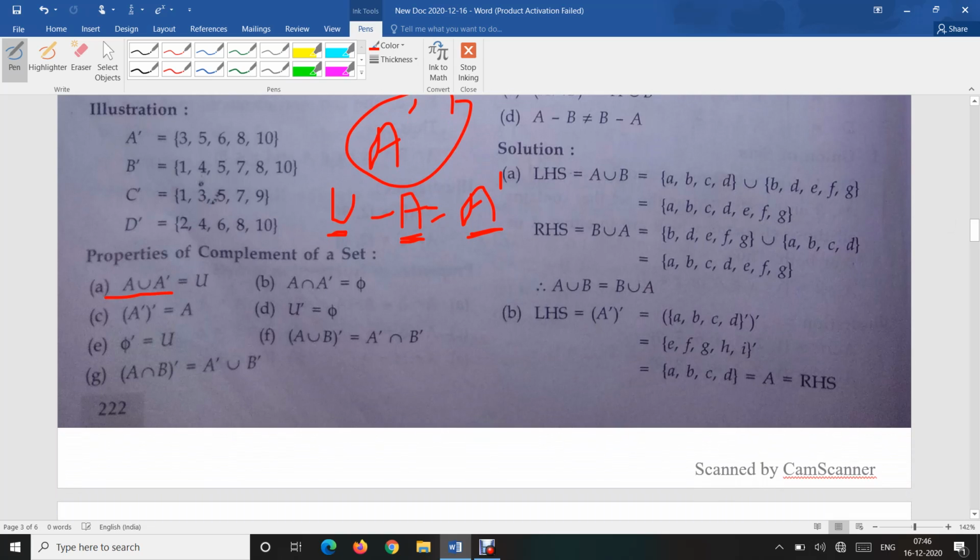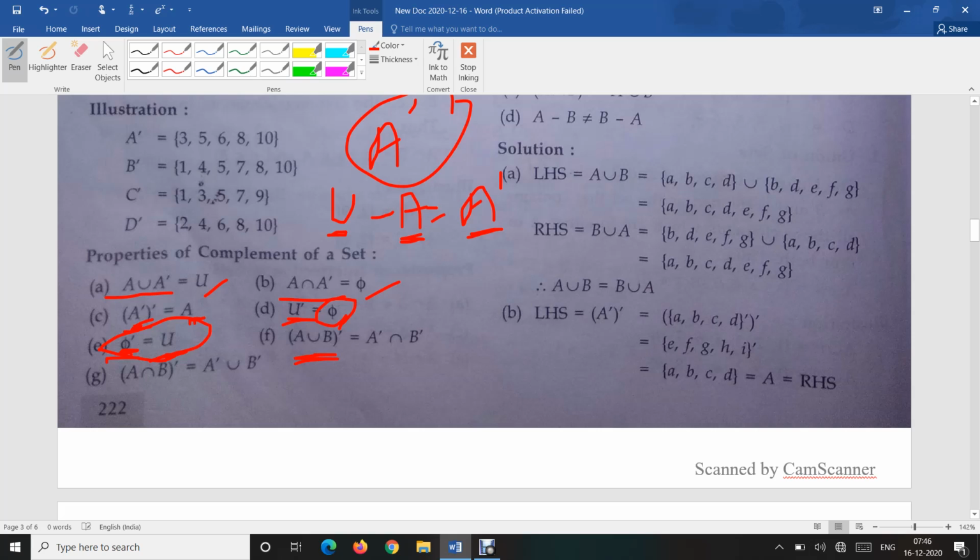A union A dash is always equal to the universal set. A intersection A dash is always equal to phi. The complement of the complement is always equal to the same set A. The complement of the universal set is always equal to phi, because the universal set is the largest set which contains everything, and phi dash is equal to the universal set. Okay, because the opposite of nothing is everything.